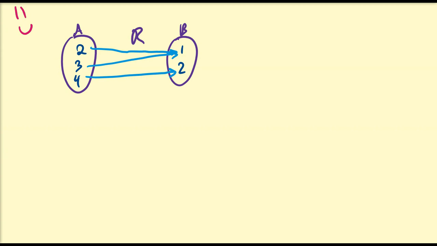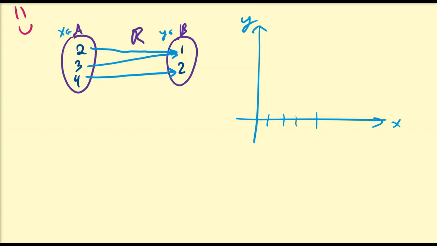Then this connection between these two sets is called a relation between A and B. And we can rewrite this in a graphical notation by looking at all x values in A and all y values in B by putting the x values on the horizontal axis and the y values on the vertical axis. If that is the case, then we have 1, 2, 3, and 4 on the horizontal, 1 and 2 on the vertical, and then we can plot these points. So we have (2, 1), (3, 1), and (4, 2). So therefore, this is the graph of the relation R.